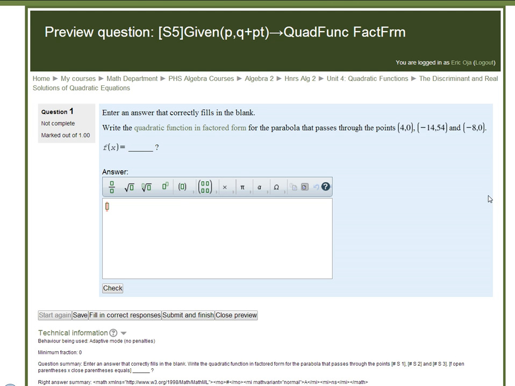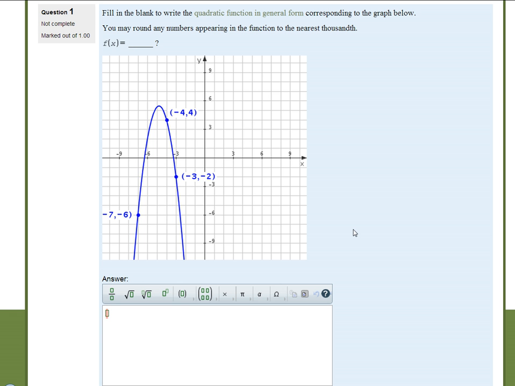Yes, yeah, let's look at some calculator ones. Okay, what about one of these? Okay, so what are our options here?